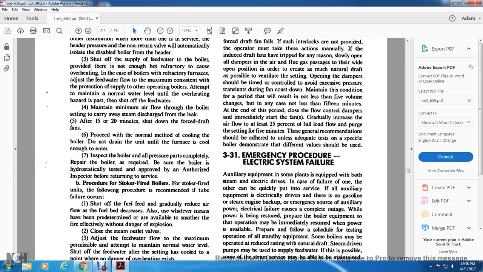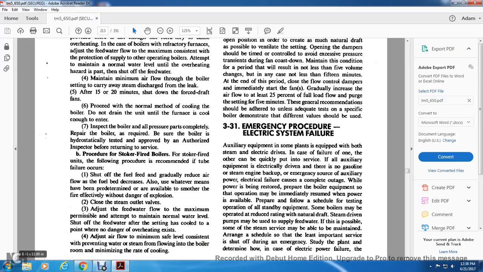B. Procedure for stoker-fired boilers. For stoker-fired units, the following procedure is recommended when failures occur. 1. Shut off the fuel feed and gradually reduce the airflow to the fuel bed. Use whatever means are predetermined and available to smother the fire effectively without danger of explosion. 2. Close the steam outlet valves. 3. Adjust the feed water flow to the maximum permissible. Attempt to maintain the normal water level.